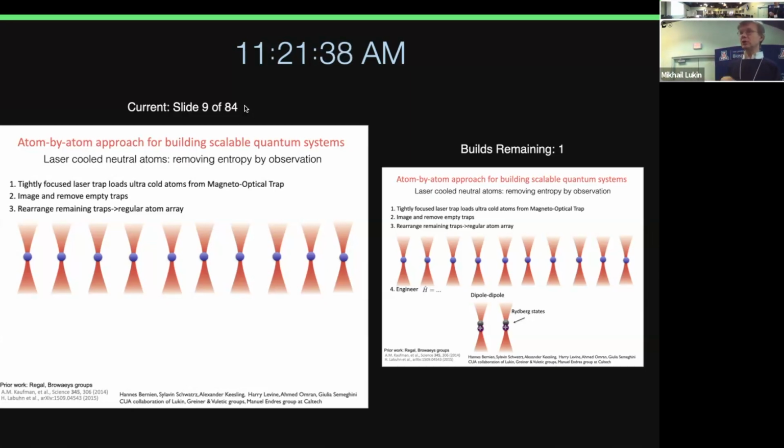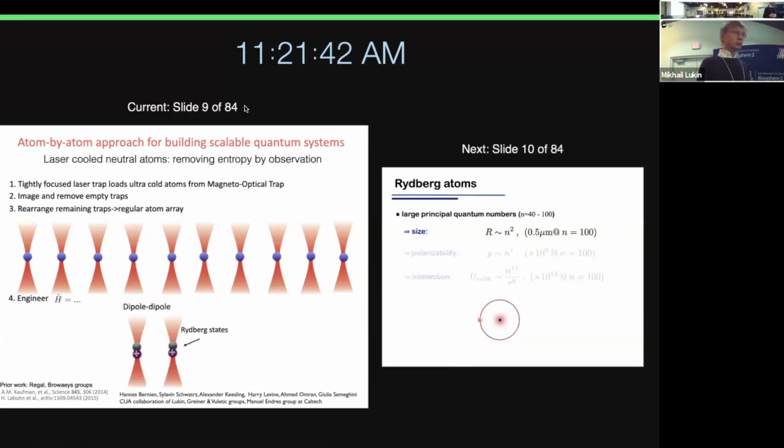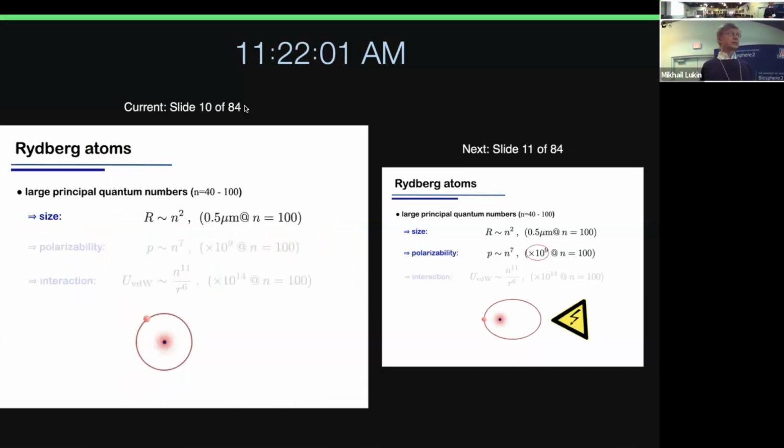There is no interaction. The interaction between the atoms is negligible. And to make them interact, you need to do something. What we'll be doing is exciting them into Rydberg states. That's the foundation of this approach.